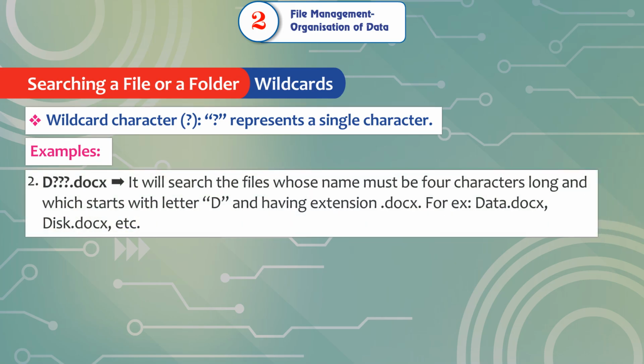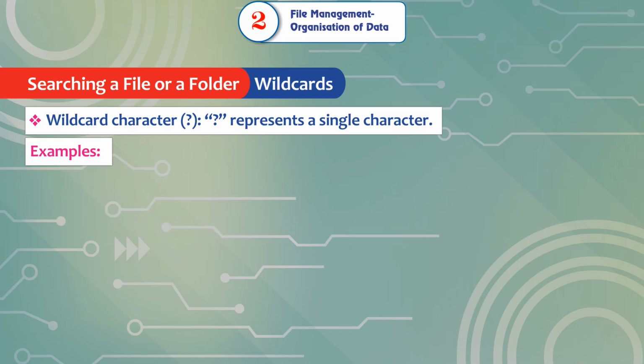2. d???.docx: it will search the files whose name must be 4 characters long and which starts with letter D and having extension .docx. For example, data.docx, disk.docx, etc.